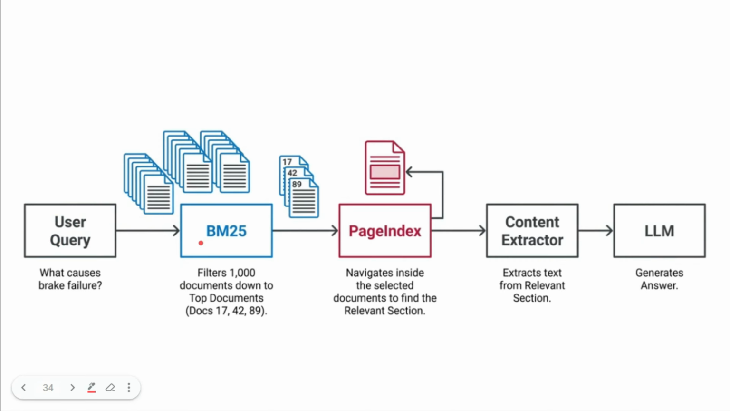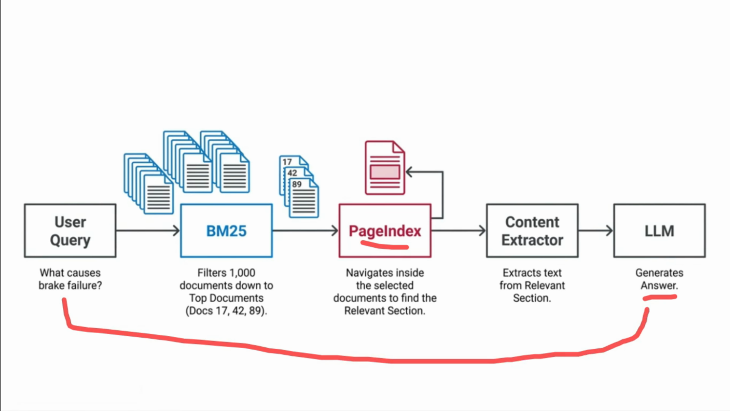User question. Now BM25 takes the user question and thousands of documents. BM25 retrieves the top relevant documents. Then we give these selected documents to page index, and page index navigates inside these documents and finds the relevant section. After we find the relevant section, we extract the content and give this content to the LLM, and the LLM answers. Obviously, it will always need the question or user query.